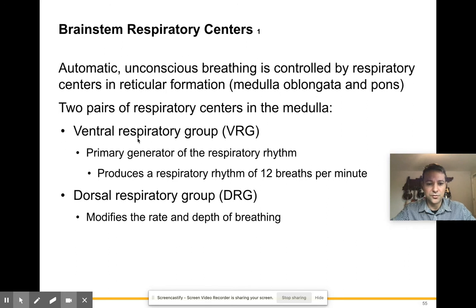So in the medulla we have two centers of respiration. We have the ventral respiratory group, or the VRG, and that's going to be the primary generator of respiratory rhythm. This produces a respiratory rhythm of about 12 breaths per minute. Your average human being during rest should breathe about 12 times per minute. That doesn't seem like a lot, but that's typically the average.